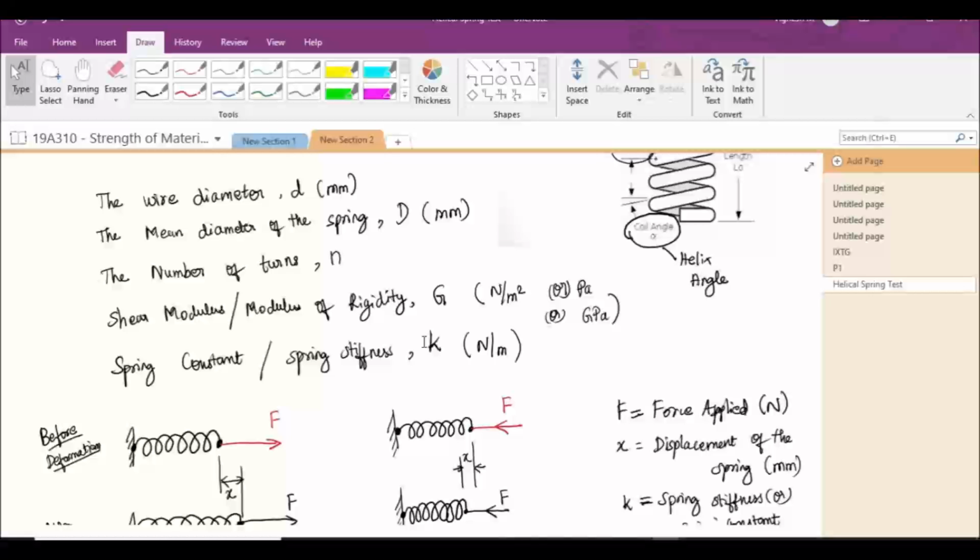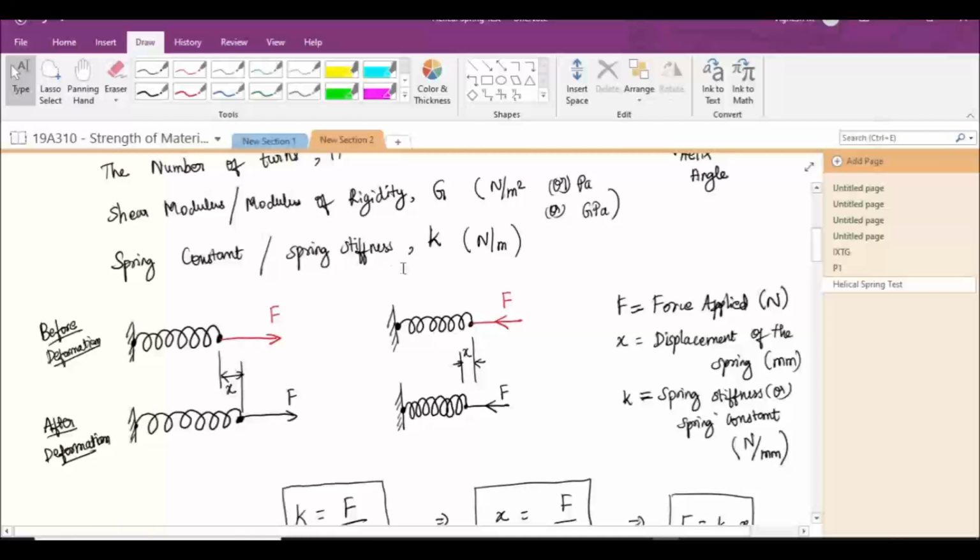The examples for high stiffness springs, the springs with high stiffness value, are springs used in automobiles, car, bike, ship, or train. The train suspension also uses springs. For such applications we use high stiffness springs. In those conditions, the spring will never get easily deformed. It requires more amount of force to get deformed or displaced. So those are the examples of high stiffness springs.